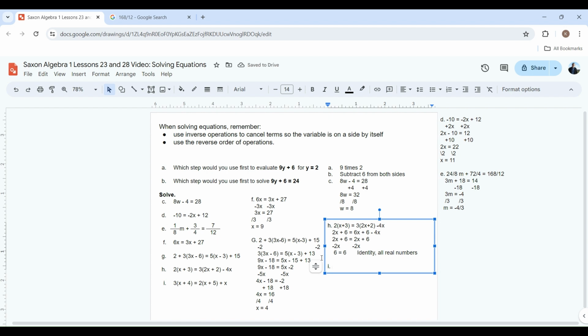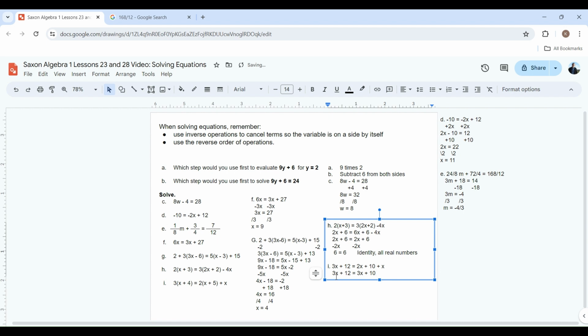Now let's see what happens in the next one. I'm just going to do the distribution step right away to save time. This is going to be 3x plus 12. Notice I distributed the 3. Equals 2x plus 10 plus x. Or when I combine like terms on both sides, I get 3x plus 12 equals 3x plus 10.